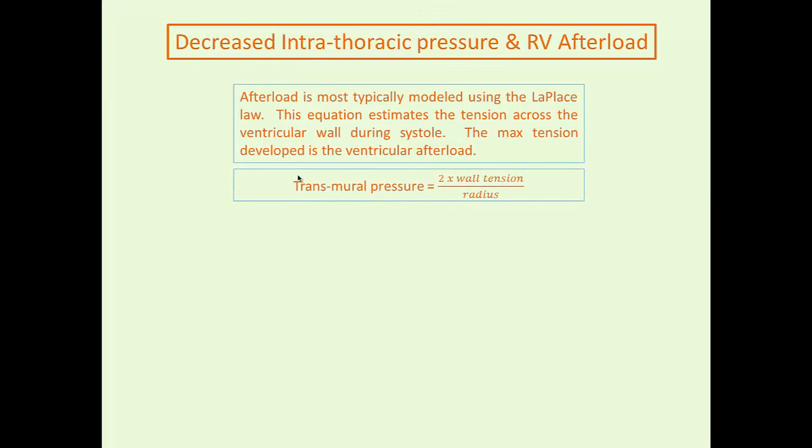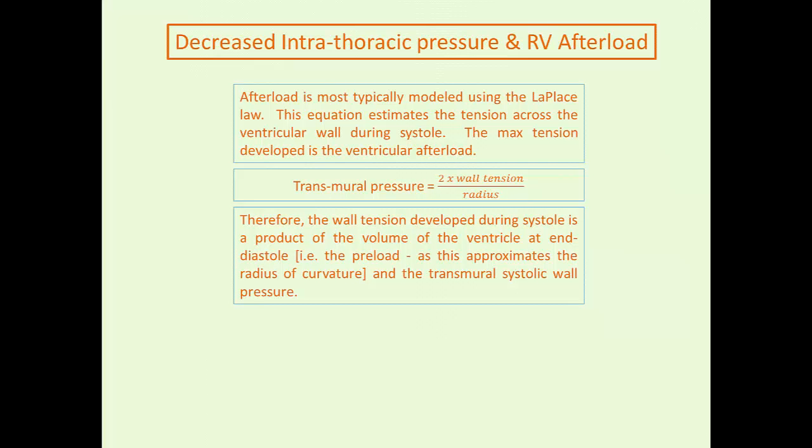And this is the Laplace law for a simple sphere, and so the transmural pressure equals twice the wall tension over the radius. So the wall tension, which is the max wall tension during systole, becomes the transmural pressure of the ventricular wall multiplied by the radius. So either increasing the radius or increasing the transmural wall pressure will increase the tension across the wall and effectively increase your afterload.